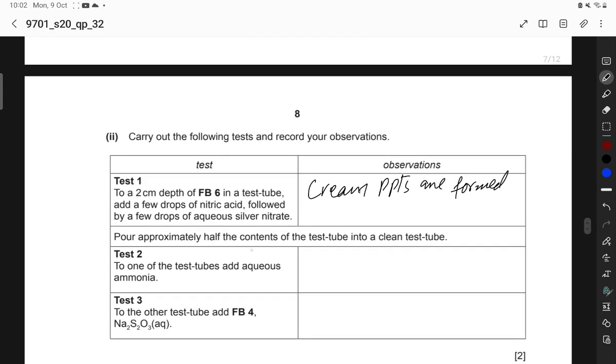Pour approximately half the contents of the test tube into a clean test tube. To one of the test tubes, add aqueous ammonia. So, the cream precipitate is partially soluble in aqueous ammonia.